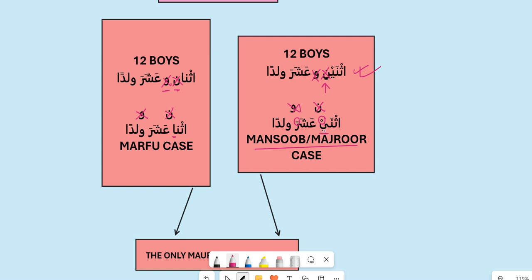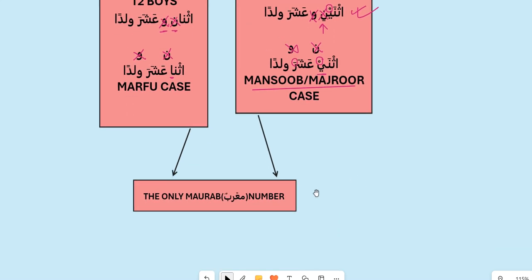Because whenever you come across a dual noun, the point of recognition of a dual noun is the ya and the noon with kasra, and the ya always has a sukoon over it. This is the recognition point of a Muthanna noun. So this ya remains intact with sukoon and ashara remains intact with fatha. So there is a change in structure. That's why this number is called Mu'rab. And now you can see the only Mu'rab number, that is number 12.